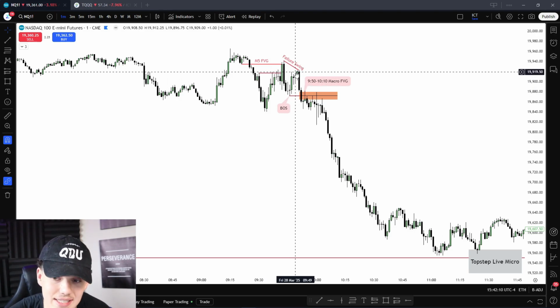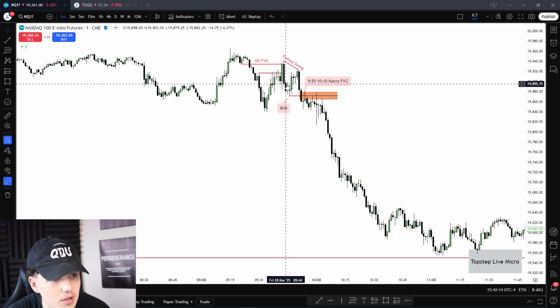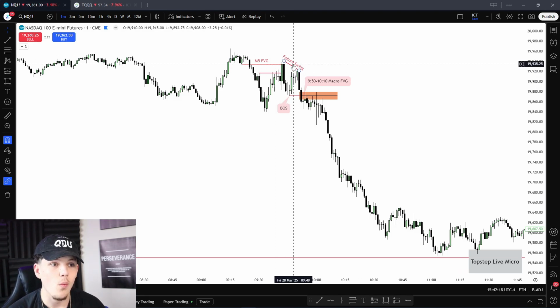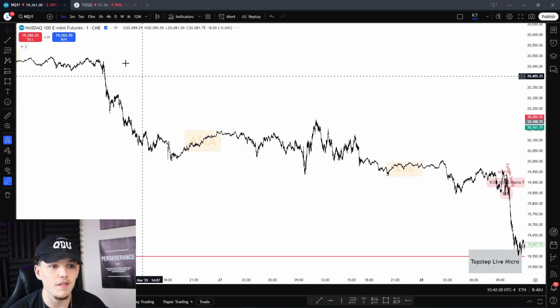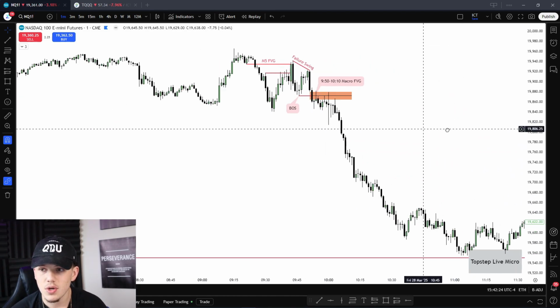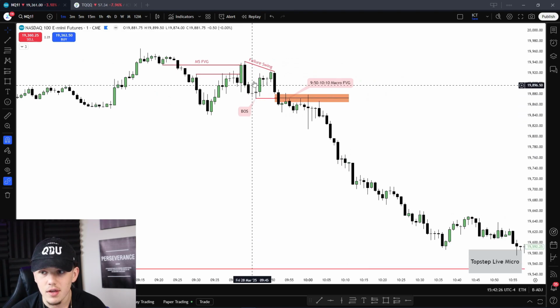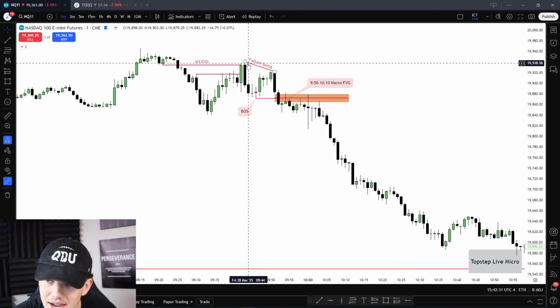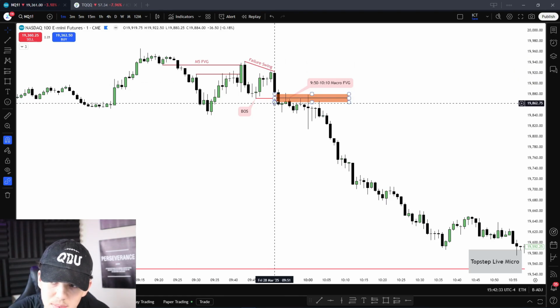Now, what did 9:45 do, which is an extended macro? I'll get into that a little bit later. But we have a failure swing. When I talked about break of structures versus market structure shifts, what is this? Look at our current profile. We're bearish. We've been bearish for a while, so we don't need a market structure shift. A failure swing shows that price is too weak to break this high, so then we displace down lower.